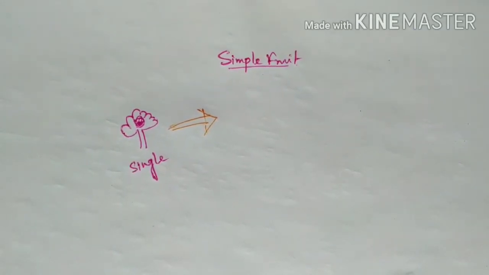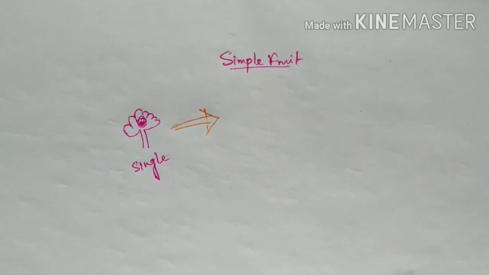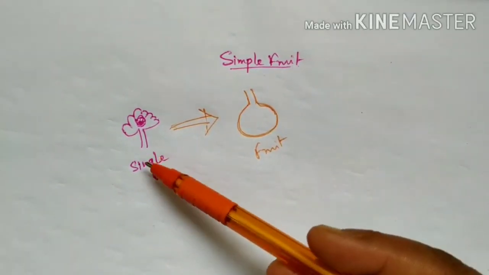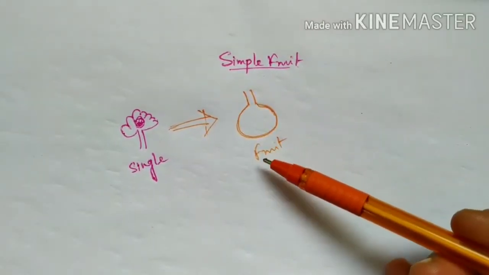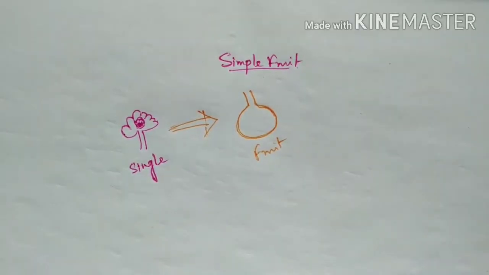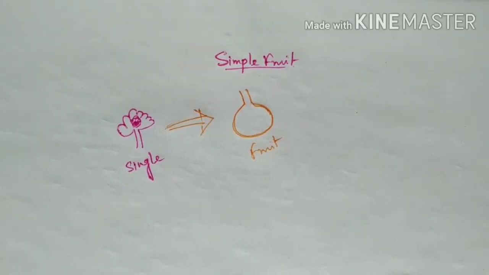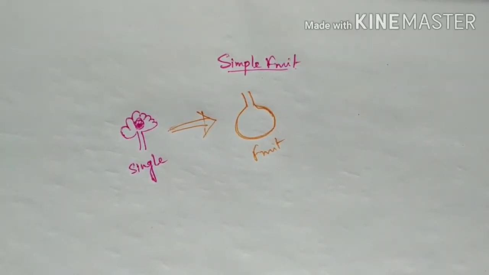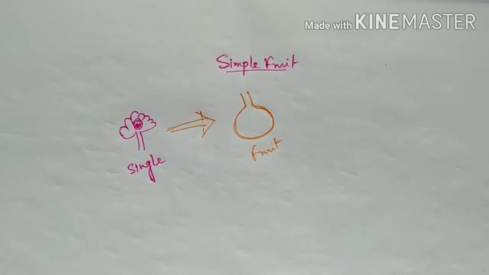When a fruit develops from a single flower, we call this type of fruit a simple fruit. Simple fruit divide into three types on the basis of the rupturing of the pericarp.